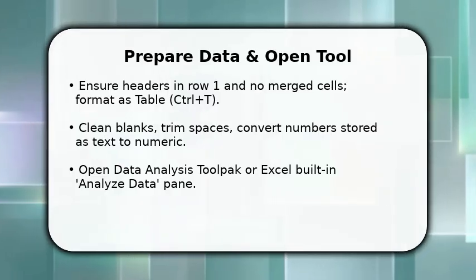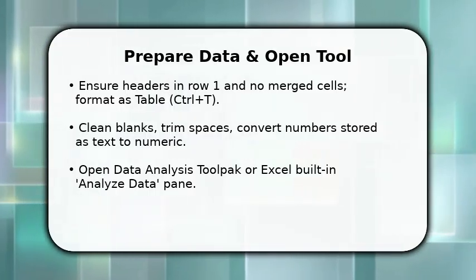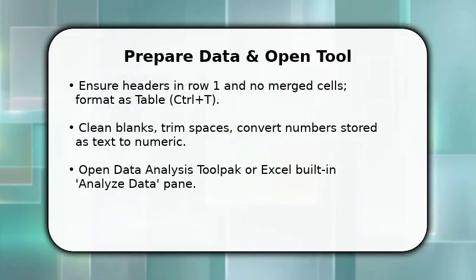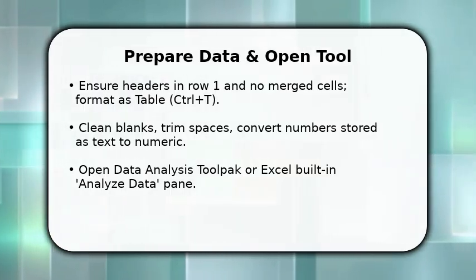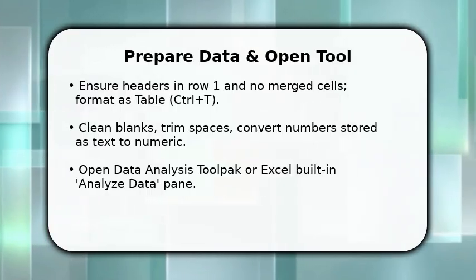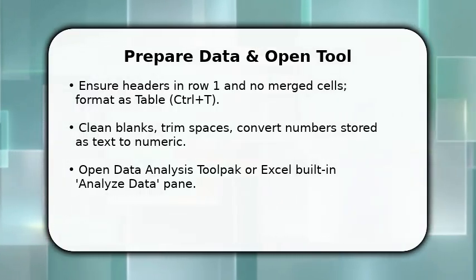You begin by converting your range into a proper table so formulas and the tool reference stable ranges. Once done, fix common issues. Remove merge cells, convert text numbers, and trim stray spaces. This prevents errors later. Then enable and open the Data Analysis Tool Pack or the Analyze Data pane.